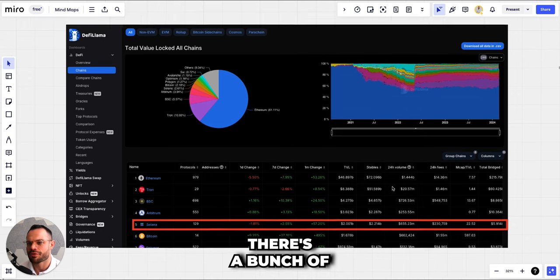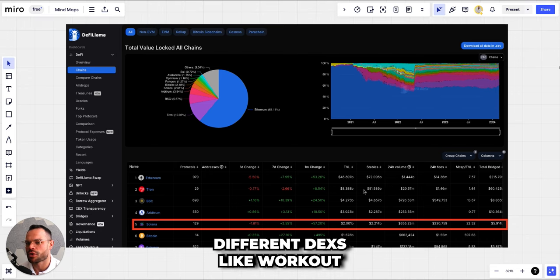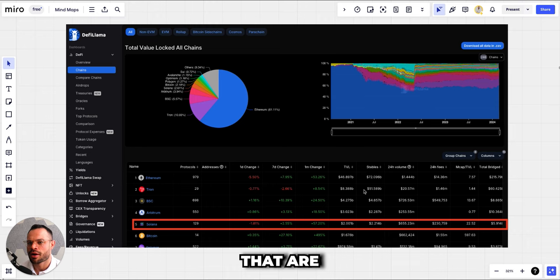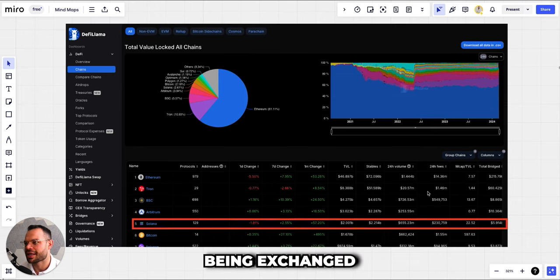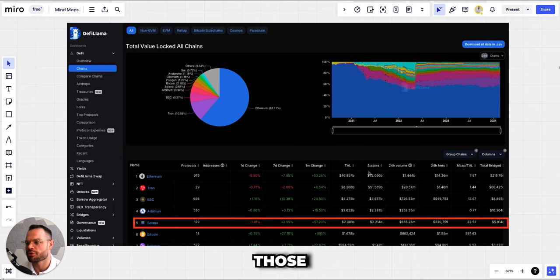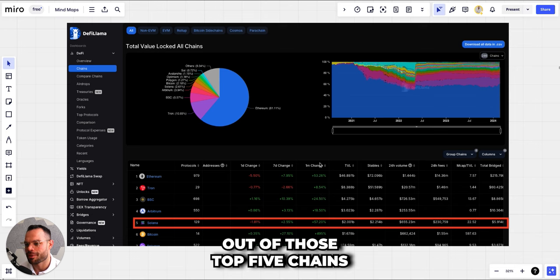There's a bunch of different DEXs like Orca and Raydium that are growing and continuing to grow in terms of how much value is being exchanged, how much transaction volume is going through those decentralized exchanges. And we can see that out of those top 5 chains, Solana is growing at the most exponential rate. It's got 57% growth over the past month alone. Ethereum is the only one behind it, and then Arbitrum and Binance Smart Chain in that 18 to 24% growth rate.